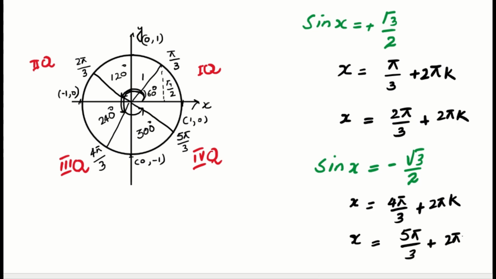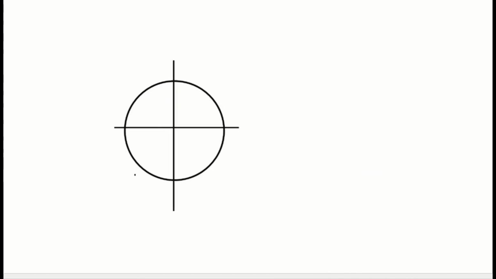So similarly, we will draw another plane for sine x is equal to 1 over 2, and again we will take a unit circle. Here we know that sine x is equal to 1 over 2 is divided by 1, because it is opposite to the hypotenuse. So hypotenuse is 1 and sine x is equal to 1 over 2.